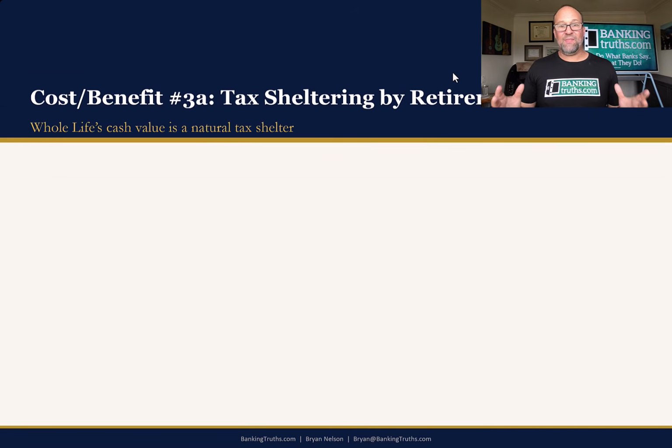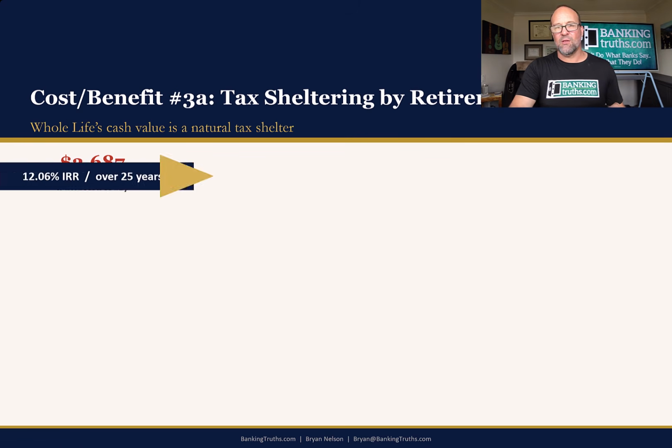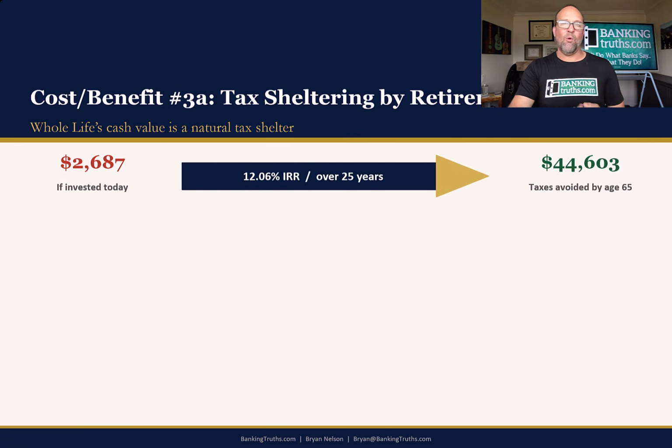And the other great thing about the death benefit, even if you don't care about it, is that's what provides the tax shelter. Term insurance will expire, but the permanent death benefit is what provides you the tax shelter. So even though you may not prepay for the term insurance, most people would prepay $2,687 to avoid $44,000 of taxes by age 65.